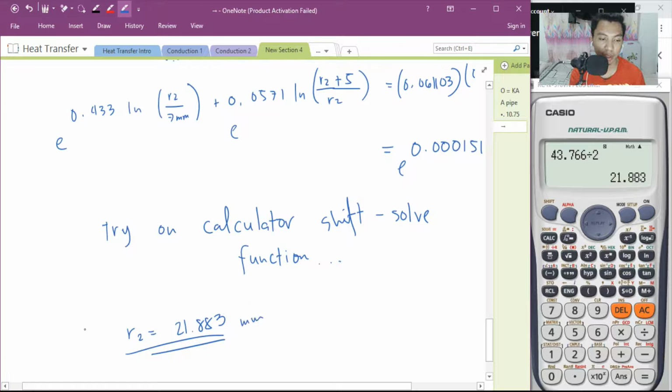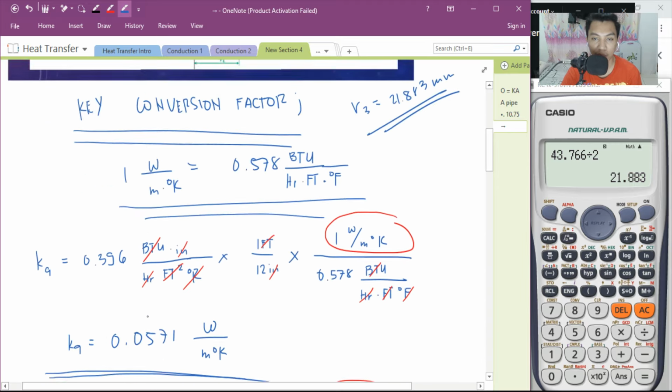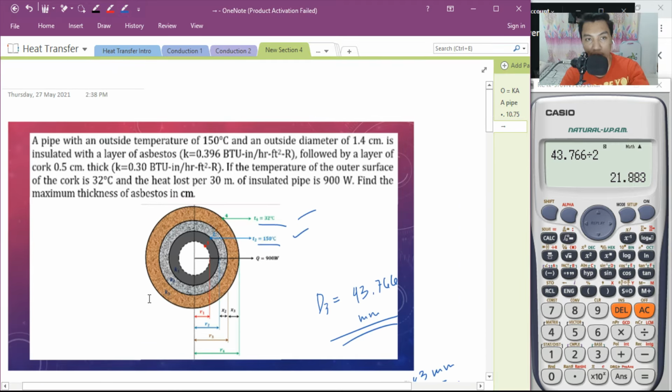That will be all for the conduction through pipes, and the video will come out later after this, and yung notes will come out after the videos. Okay? That will be all.